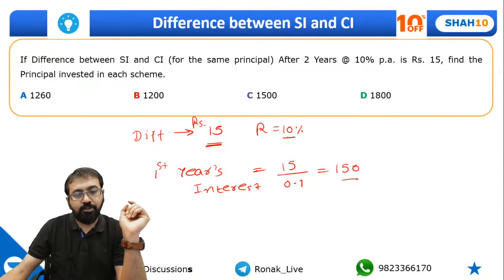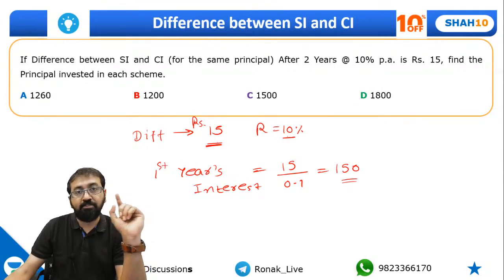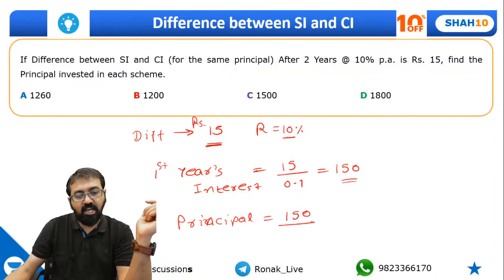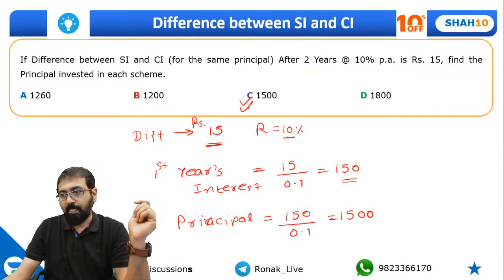So what will be the first year's interest? It will be 150. Now first year's interest is 150, which is 10% of the principal. So what will be the principal? So principal has to be this 150 again divided by 0.1. So it will come out to be 1500. So our answer for this question is 1500.